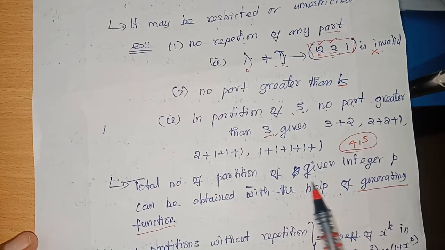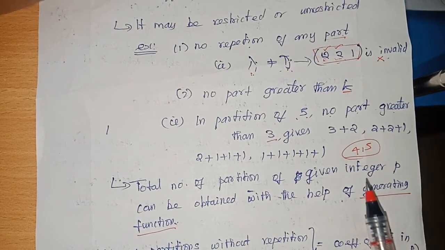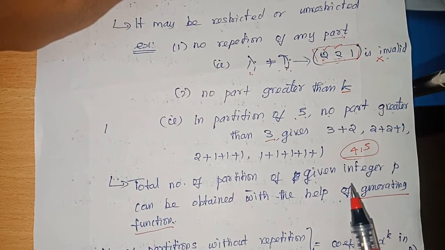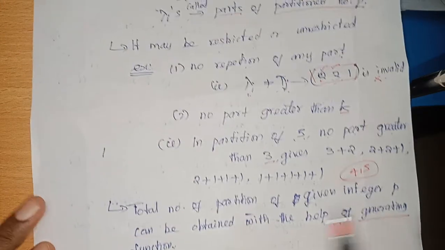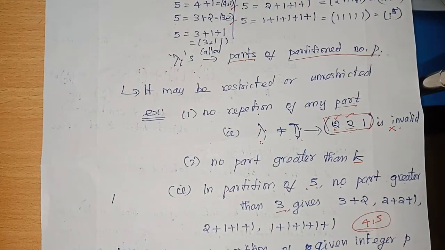Now the total number of partitions of the given integer. So how many partitions are here? 1, 2, 3, 4, 5, 6, 7. So 5 contains 7 partitions. I have written all the partitions of 5. So the total is 7 partitions.